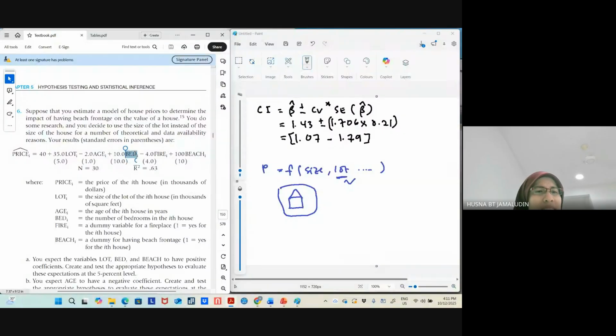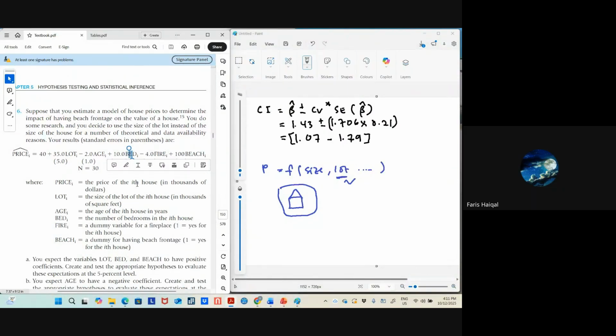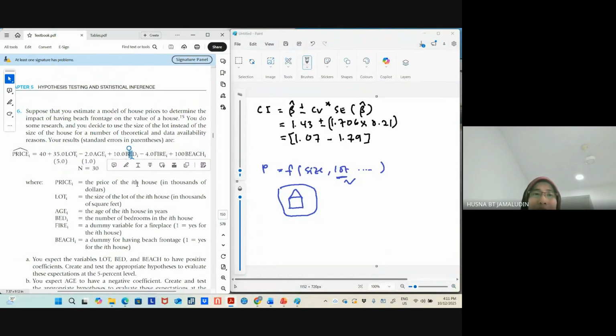Bed. What is this bed? Bed is the number of bedrooms of the house. What do you expect? The more bedrooms, the higher the price? Is that your expectation? Do you prefer one bedroom or more bedrooms? Of course, so you expect that bed will have a positive impact.